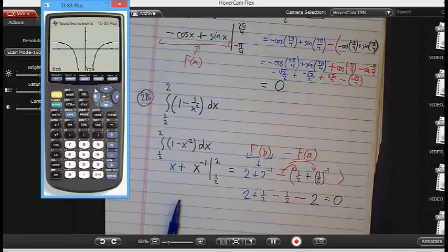Here's a nice picture. By the way, what's this a picture of? This is the function 1 minus 1 over x squared. And think about what we know about it. Where would we have an asymptote for this function, a vertical asymptote? X equals what? 0. So that's why we do have the picture.